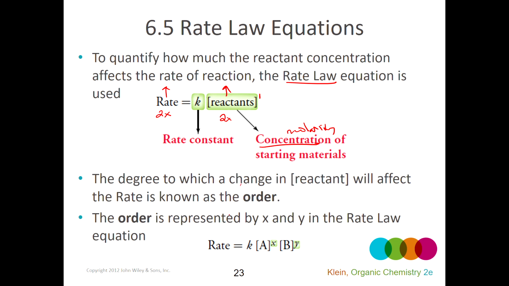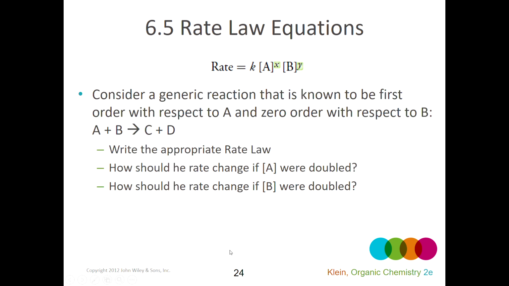So those are called the order of reaction. If I have two reactants, each reactant will have its own exponent, and that exponent governs the relationship between the molarity of the substance and the rate. So let's look at that in a little bit of detail. Let's say I have a reaction. It's known to be first order with respect to A, so that means the exponent for A would be a 1. And I know that it's 0 order with respect to B, so the exponent for B is a 0.